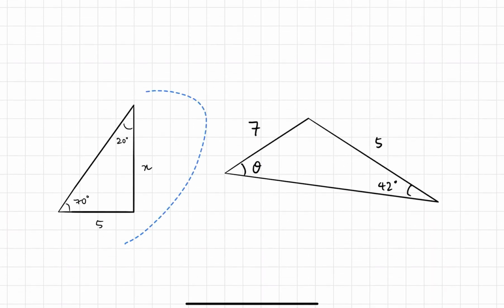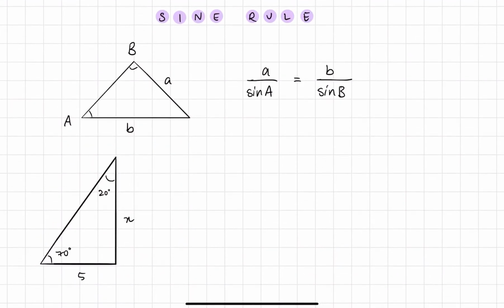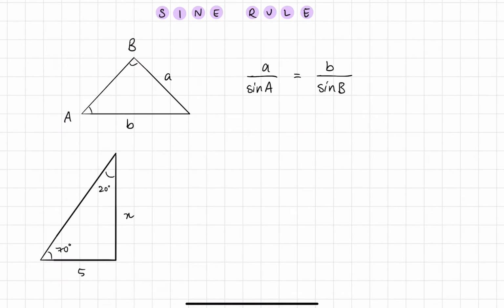I've drawn a couple of triangles down here. For this one, the sine rule is x over sine 70, so the side over the angle that's opposite that side, equals 5 over sine 20. Hopefully you can see that. Basically I just said this is like capital A, and this is like capital B.